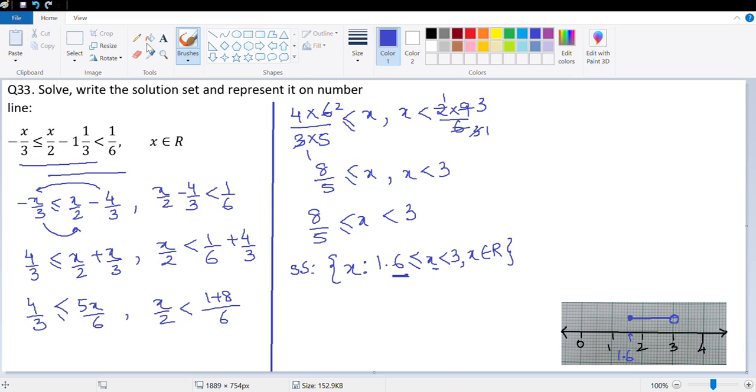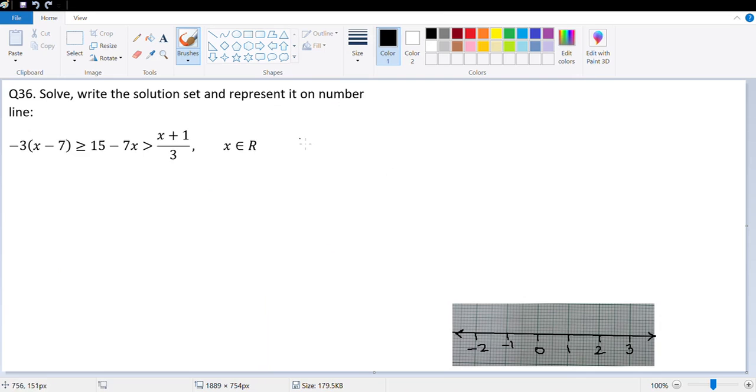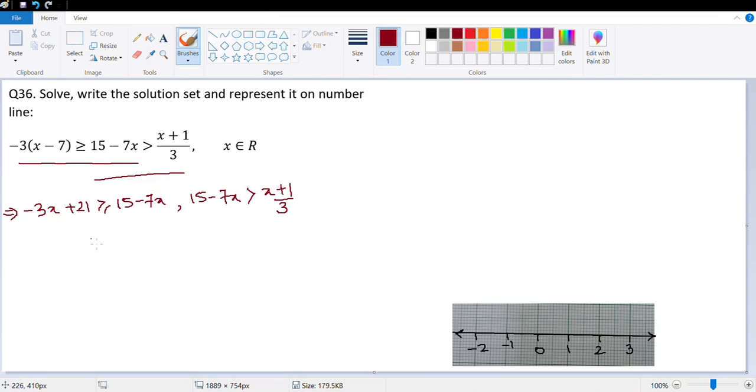That brings me to the last question that I solved with you in this exercise, which is question number 36. Solve, write the solution set and represent it on a number line. Again, it belongs to real numbers. This is the first inequation, this is the second inequation. Let's solve them separately. That's negative 3x plus 21 is more than or equal to 15 minus 7x. And then the second one is 15 minus 7x is more than x plus 1 upon 3.